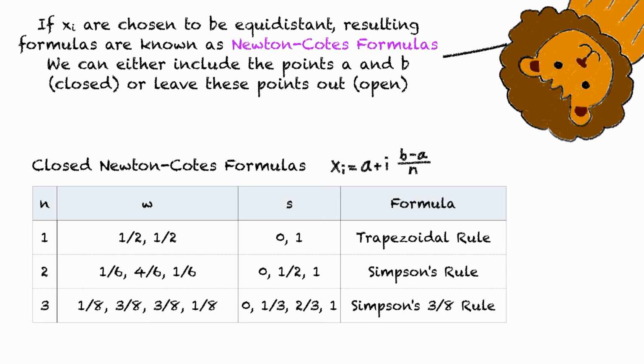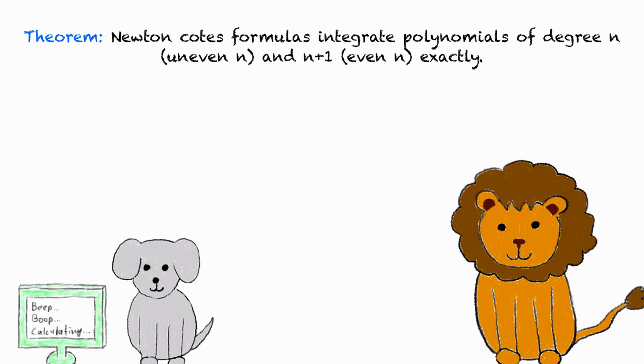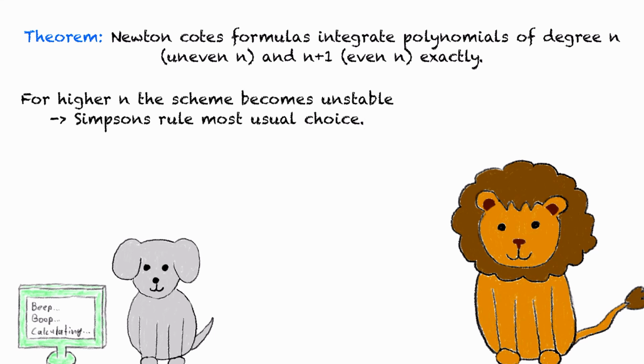Finally, let's now look at some important properties of these formulas. Newton-Cotes formulas integrate polynomials of up to degree n exactly, if n is uneven, and up to degree n plus 1 if n is even. Therefore, Newton-Cotes formulas with even n, such as Simpson's rule, are preferred. The scheme becomes very calculation intensive and is unstable for higher n. This is why one preferably uses low degree Newton-Cotes formulas.